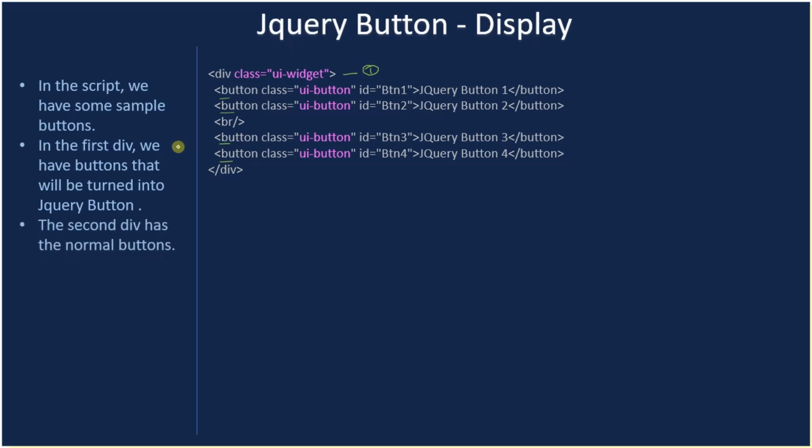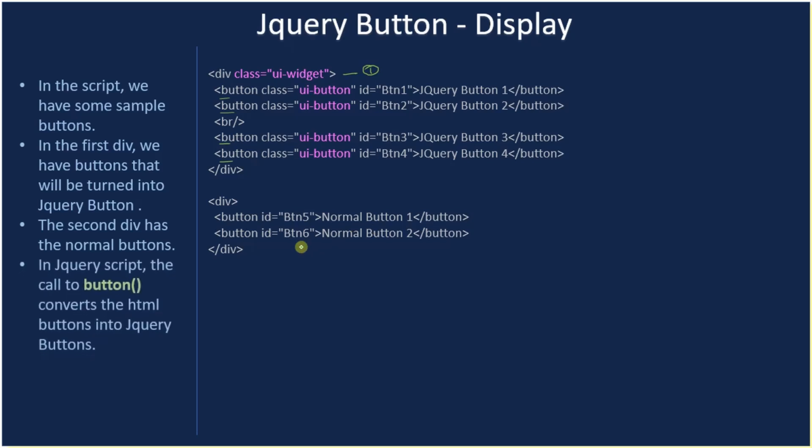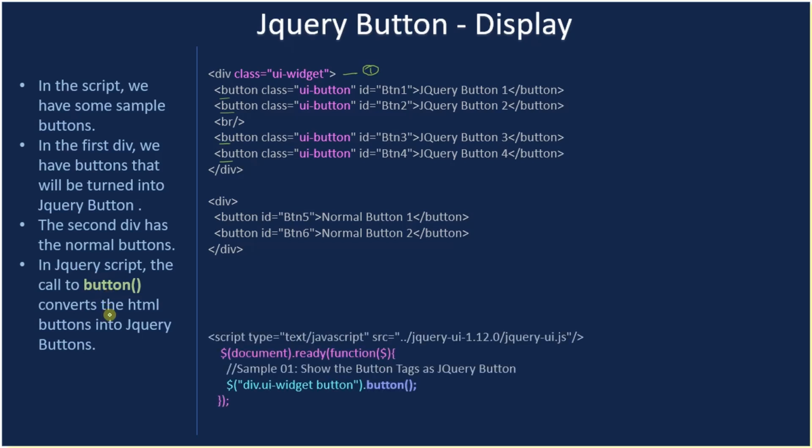The second div has the normal buttons. So see, this is our second div tag, and here we are simply having a normal HTML button. In the jQuery script, the call to button converts the HTML buttons into jQuery buttons, right?